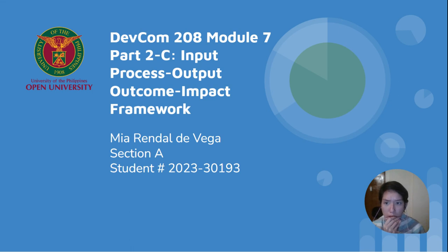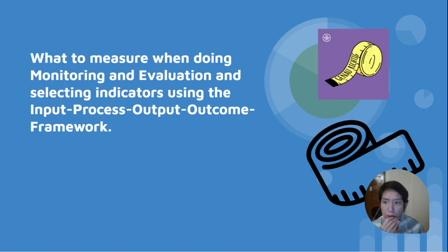Let's get started. This is DevCom 208 Module 7 Part 2C, where we will be discussing Dr. Renee Wiener's work in research and evaluation, particularly the input process output outcome impact framework that she used for her presentation. This report is to enlighten us on what to measure when doing monitoring and evaluation and selecting indicators using the input process output outcome framework. Ultimately, this is to measure social and behavioral change inspired by different theories of social and behavioral change communication.